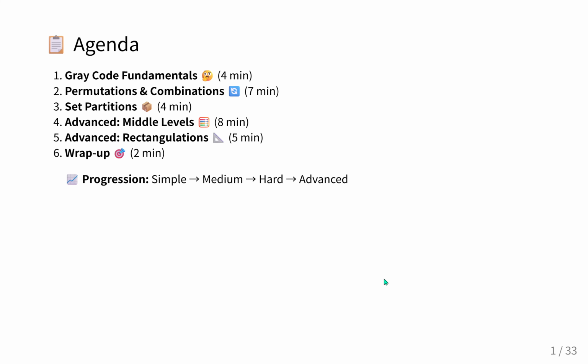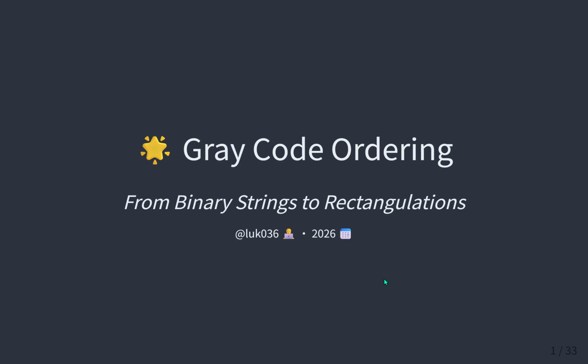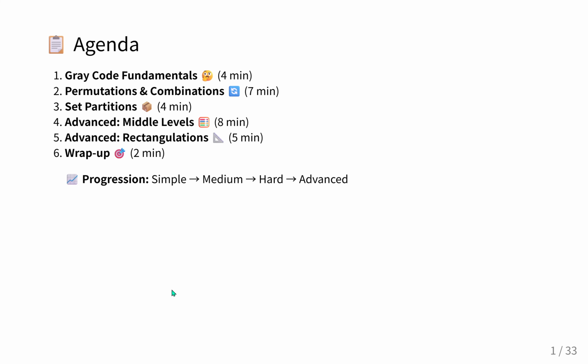Yeah. So welcome to today's deep dive. We are looking at a really fascinating 2026 presentation by the researcher at LUK036. It's titled Gray Code Ordering, From Binary Strings to Rectangulations. It's a fantastic paper. We're essentially tracing this remarkable evolution. What begins as a very practical workaround for the physical constraints of early clunky hardware, like really old school machines. Right, exactly. It transforms into this absolute masterclass in abstract geometry and high-level algorithmic efficiency.